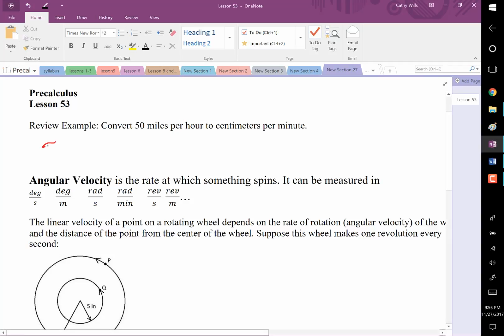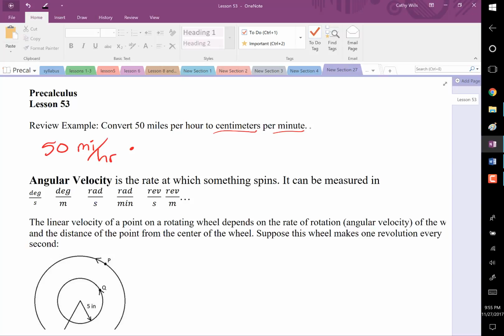So if I have 50 miles per hour, what I want to do is change my miles to centimeters and change my hours to minutes. So to do that, I have to know how to convert those things. First of all, the only metric to English conversion that I have memorized is that there are 2.54 centimeters in an inch. So I'm going to take these miles down to inches and then change them to centimeters.